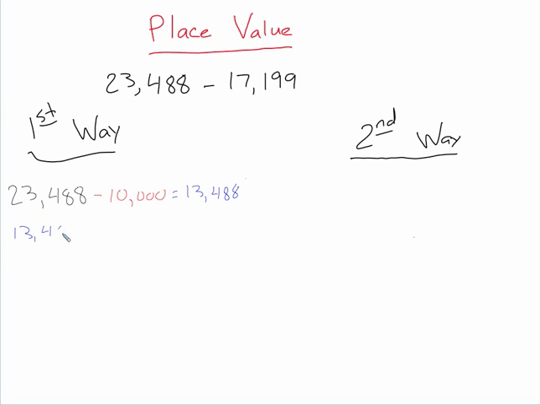The next step, we're going to start with our 13,488, and we're going to subtract from that 7,000, which is going to give us our new total of 6,488. Starting at 6,488, we're going to subtract from that 100, which is going to give us now a new total of 6,388.